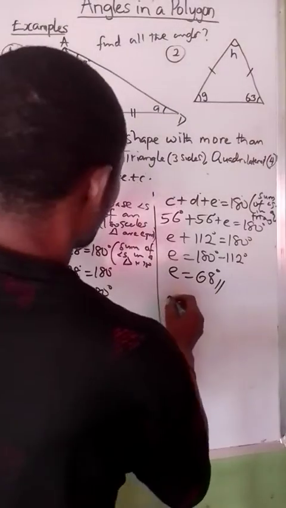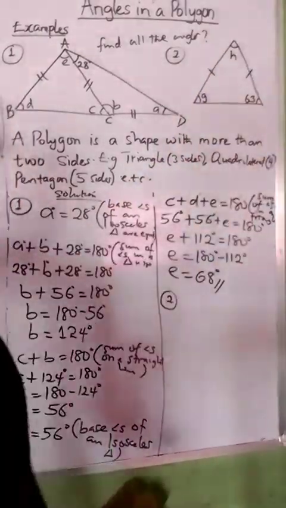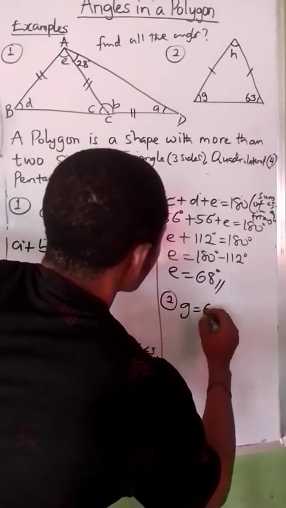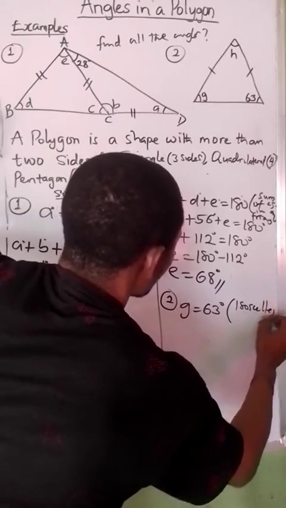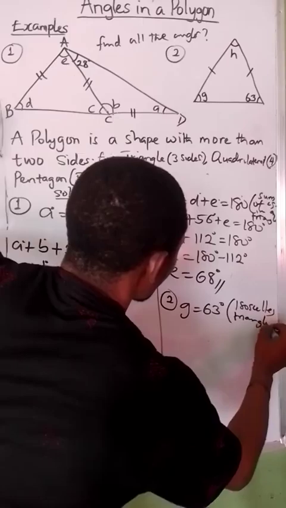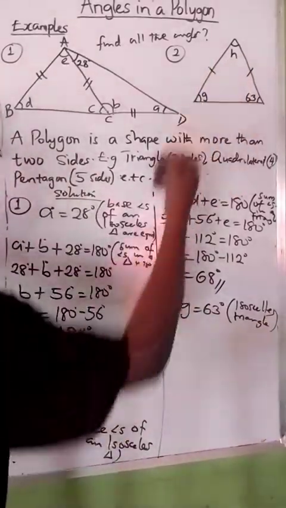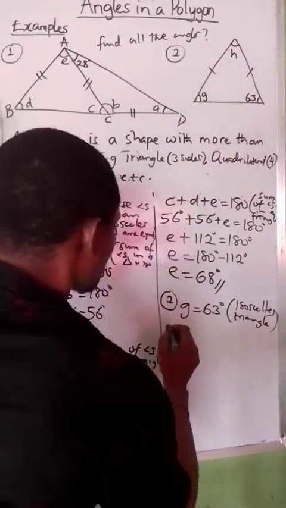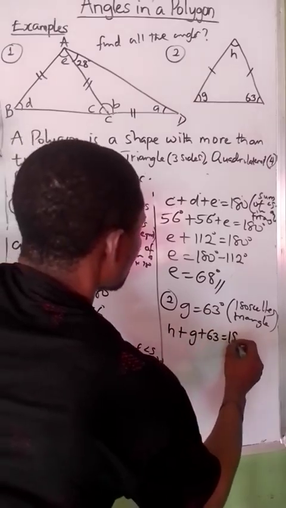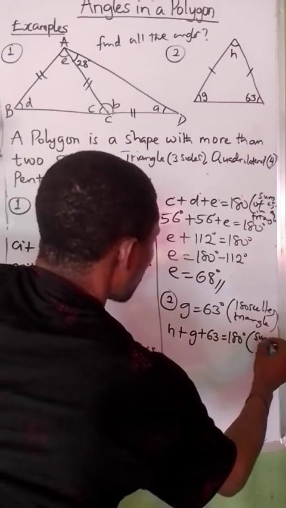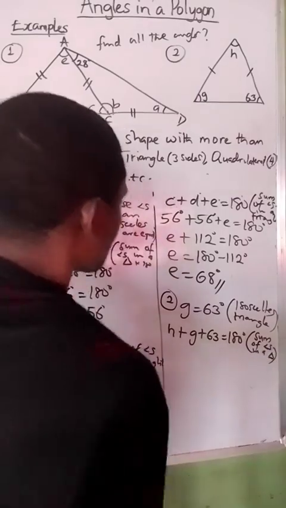Okay, for question 2 now. So this is straightforward. This is a what? An isosceles triangle, meaning that G equals 63 degrees. That's why this arrow, this line, like I explained, is the same. So for us to get to H, just say H plus G plus 63 equals 180. Why? Sum of angles in a triangle.